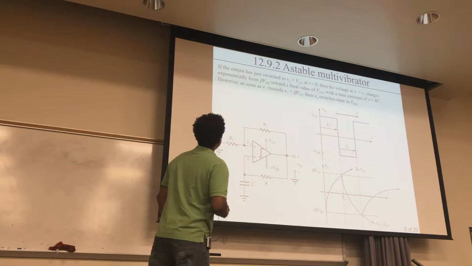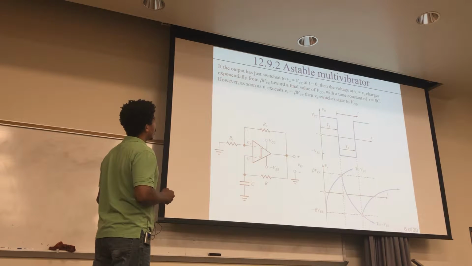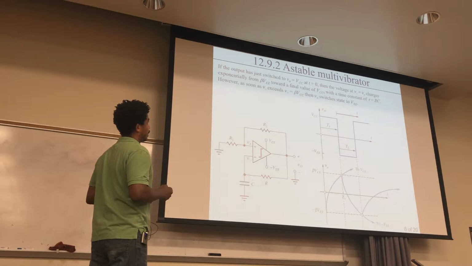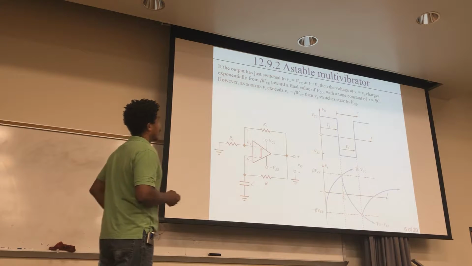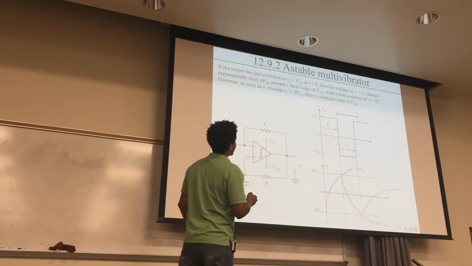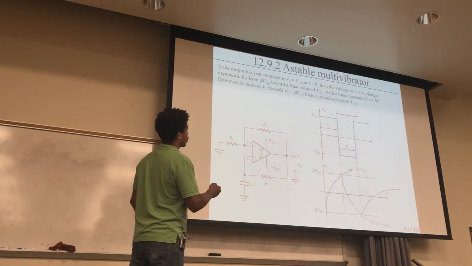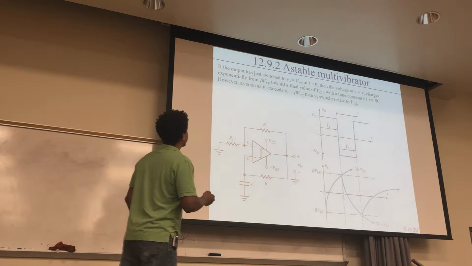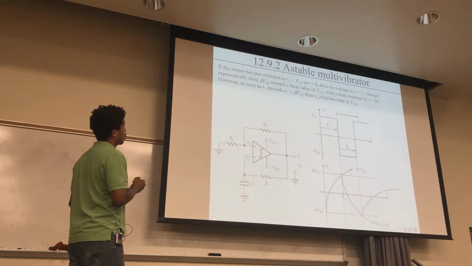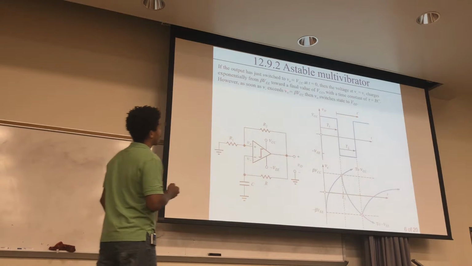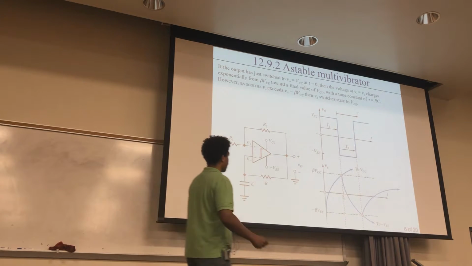Okay, so if the output has just switched to VCC at t equals 0, and we'll keep resetting the time to t equals 0 at every state. But let's say you're right here, and it just switched the output to this VCC. Then what happens? Then the voltage at this inverting node, which is also the voltage across this capacitor right here, starts charging exponentially from this beta VEE toward the final value of VCC. Okay, so that's what's happening here.